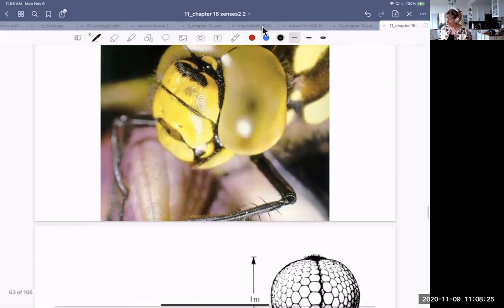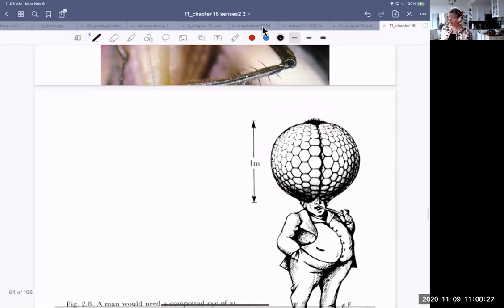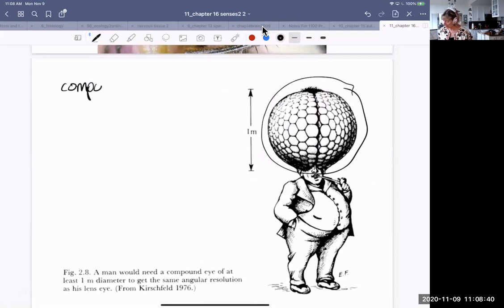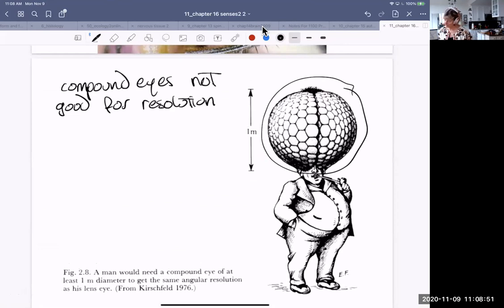They're amazing. If we were to get the same resolution as a lens and cornea eye that we have with a compound eye, it would have to be this big. So compound eyes are not good for resolution. Or another way of putting that is seeing detail.